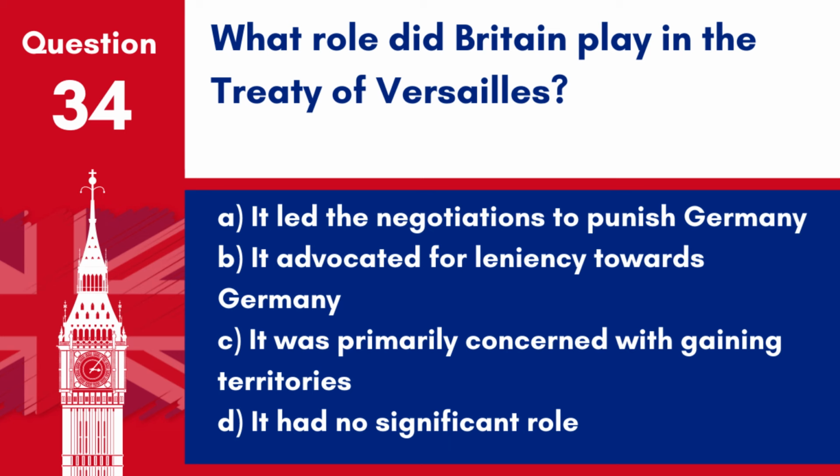Question 34. What role did Britain play in the Treaty of Versailles? A. It led the negotiations to punish Germany. B. It advocated for leniency towards Germany. C. It was primarily concerned with gaining territories. D. It had no significant role.